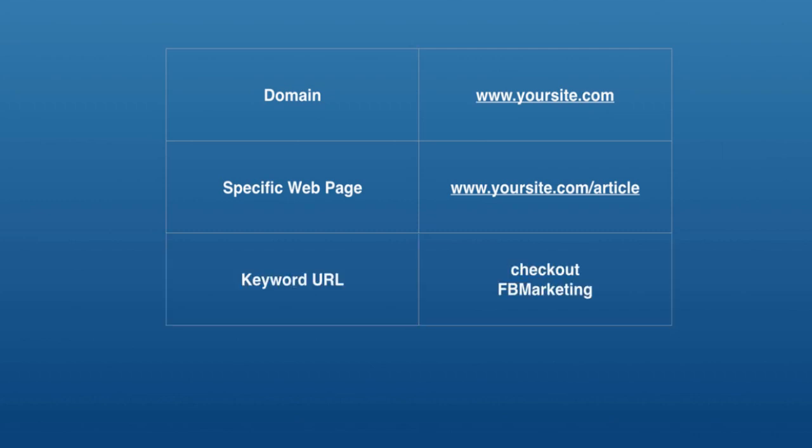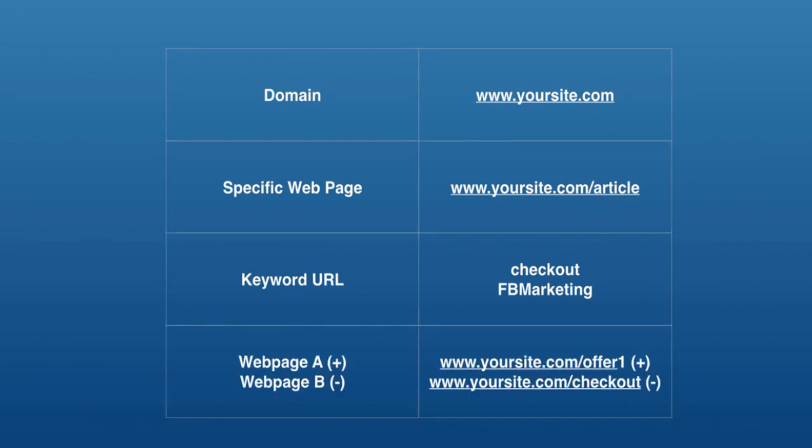Or you can just go for keywords in your URL. You could say, okay, I want to retarget people who've been on a specific website or web page that had the keyword checkout or Facebook marketing in the URL, which is great. There are lots of use cases for that. Or you can say, I want to retarget and reach out to people who have been on web page A, but not on web page B.